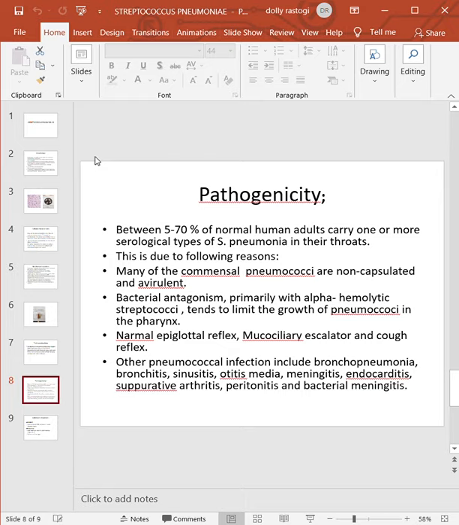It also causes bronchopneumonia, bronchitis, sinusitis, otitis media, meningitis, endocarditis, suppurative arthritis, peritonitis, and bacterial meningitis.